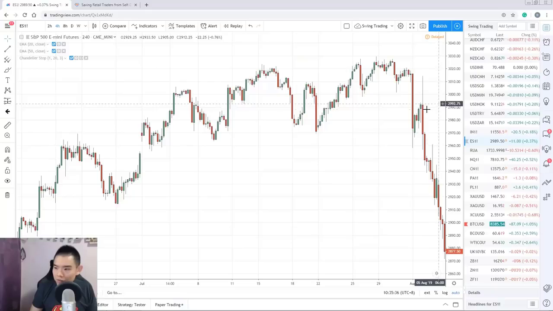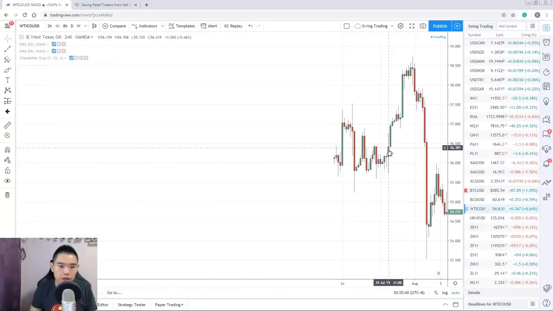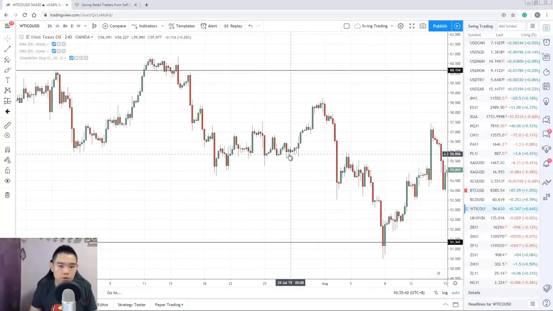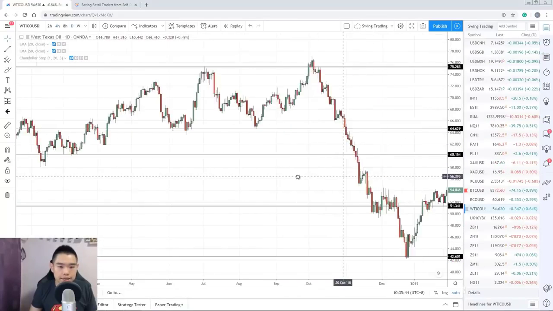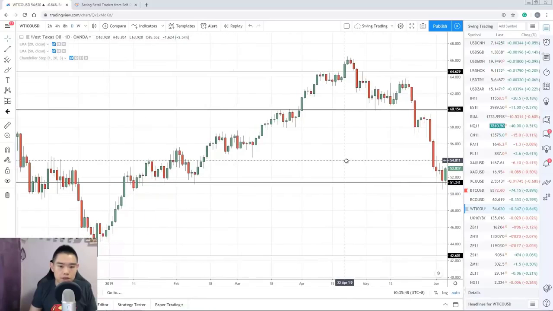So let's have a look at a couple more examples before we move on. Another one is crude oil. Okay, so crude oil. Let's go to the daily time frame. You see that over here. So again, what is the market structure at this point in time? Market structure, M.